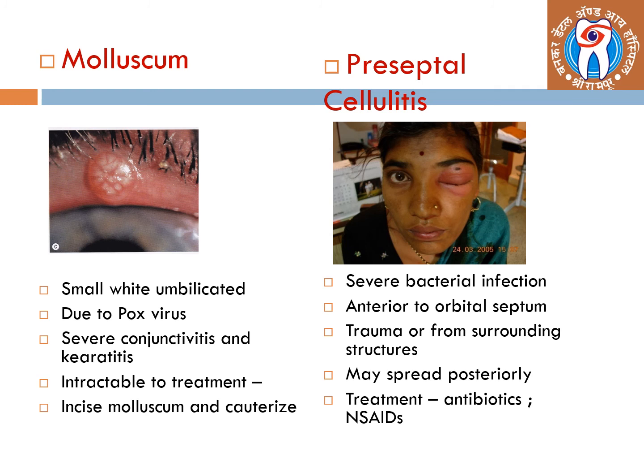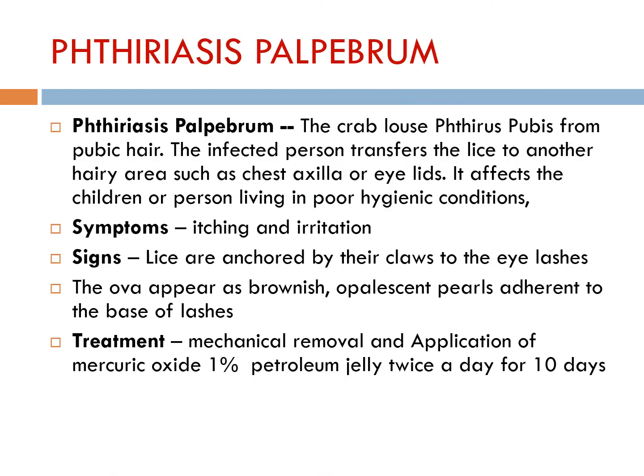In some cases, this can cause cavernous sinus thrombosis. It is treated with broad spectrum antibiotics and non-steroidal anti-inflammatory drugs. Coming to pityriasis palpebrarum, the crab louse from the pubic hair is the cause.